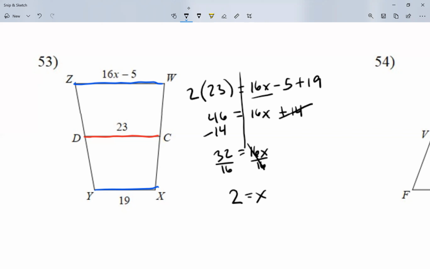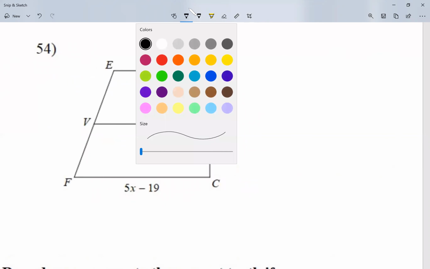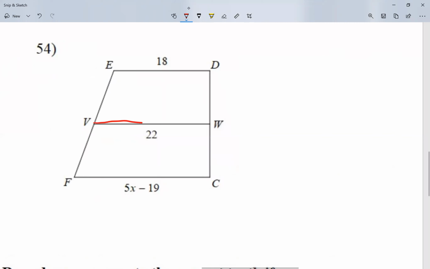So the instructions again are solve for x. What's the value of x? 2. Now let's take a look at number 54. The mid segment or median, again, however you guys want to call it, is 22 in this case. The two sides that are parallel to it are 18 and 5x minus 19.